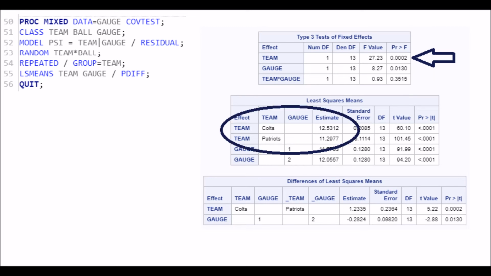Looking at the means, you can see that the Colts balls were within the regulatory limits for PSI, measuring 12.53 PSI on average. The Patriots balls were not within regulatory limits and had significantly less PSI, measuring 11.3 PSI on average. However, another important piece of information that I haven't covered is that the Colts claimed their balls began at 13 PSI and the Patriots claimed their balls began at 12.5 PSI.